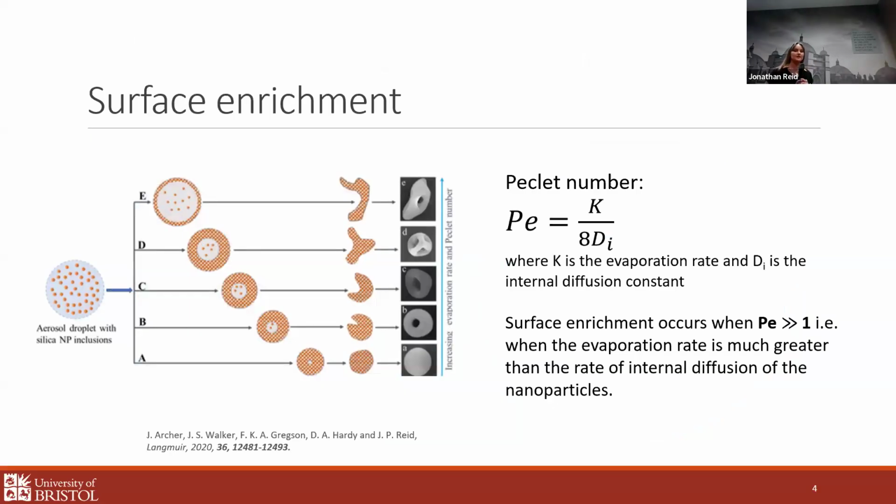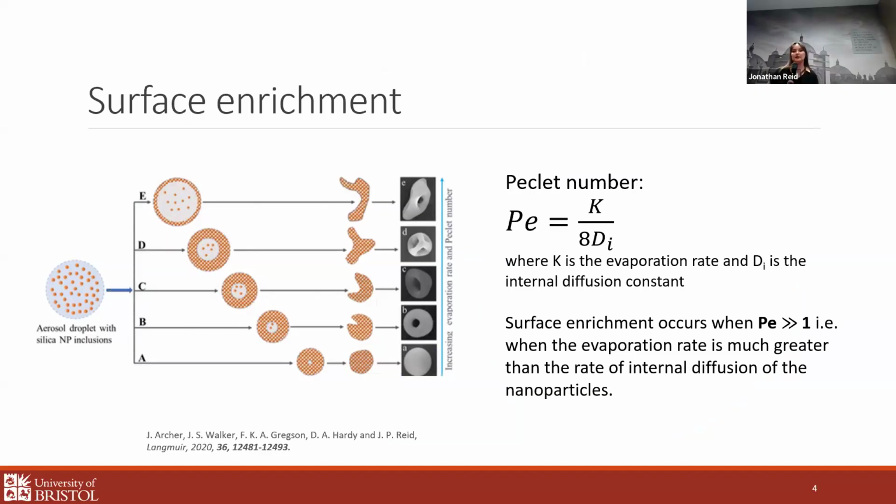Surface enrichment of the droplets is something that can steer the morphology one direction or another. Surface enrichment happens as you have the water droplets that have the inclusions in, and as those droplets evaporate, the surface recedes and the nanoparticles can get caught on the outside of the surface and cause surface enrichment.